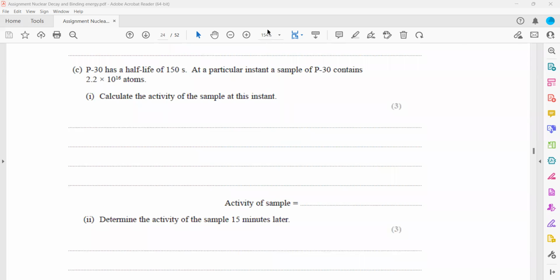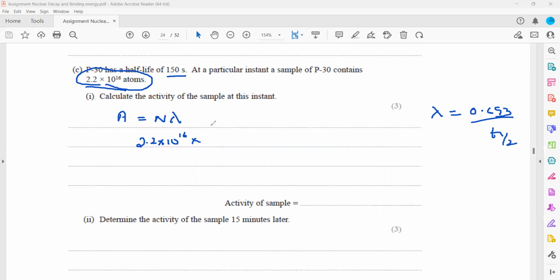Then phosphorus 30 has a half-life of 150 seconds. At a particular instant, it contained 2.2 times 10 to the power 16 atoms. Calculate the activity. Activity is basically how many nuclei decay in 1 second. Activity is also given by the formula A equals N lambda, where N is the number of nuclei present and lambda is the decay constant. We have the number of nuclei present, which is 2.2 times 10 to the power 16. We can work out the decay constant from the half-life, because the decay constant is 0.693 over half-life.